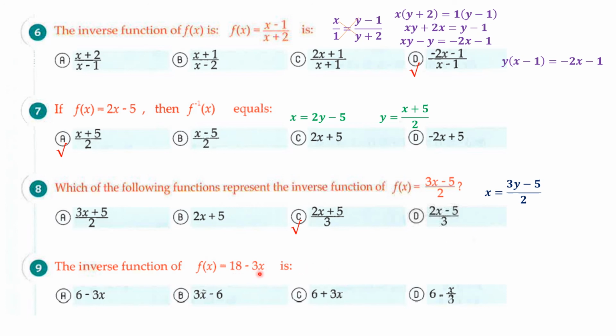And the inverse of this function, the same thing, x equals 18 minus 3y. When you solve it for y, you're going to reach x minus 18 divided by negative 3. It's not in the answers, but this is x divided by negative 3 plus 6. So your answer is D.